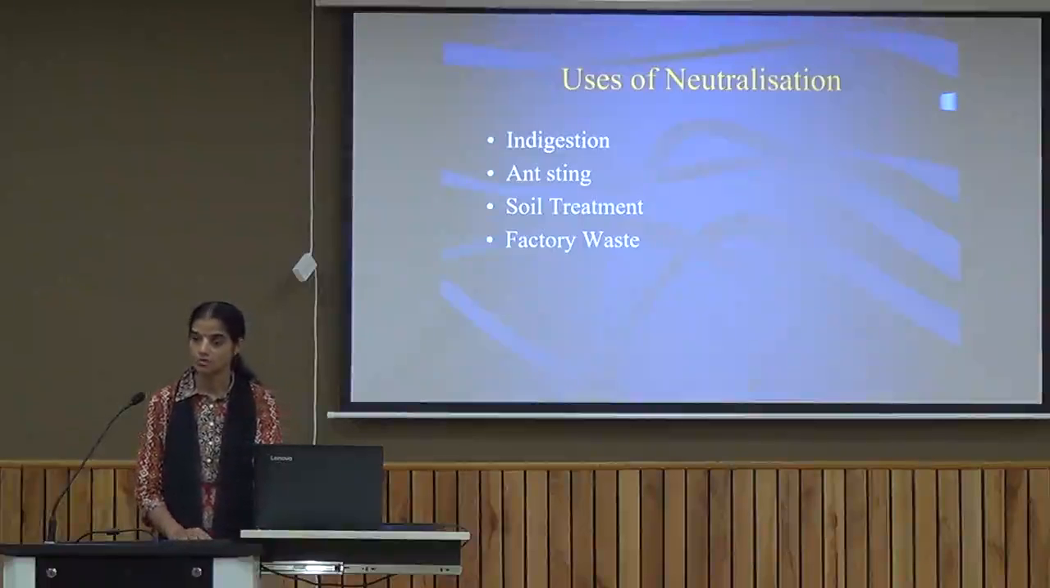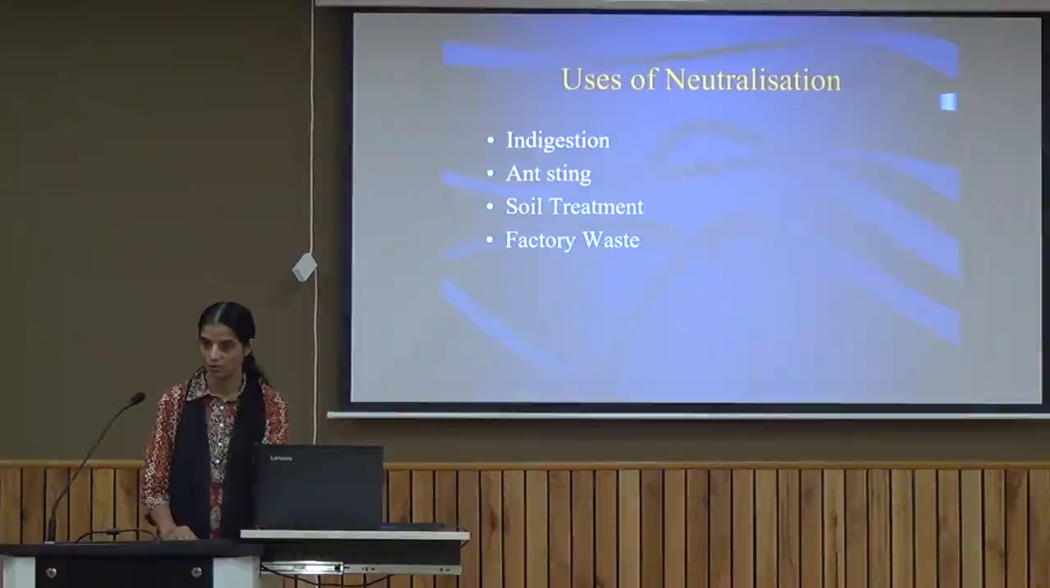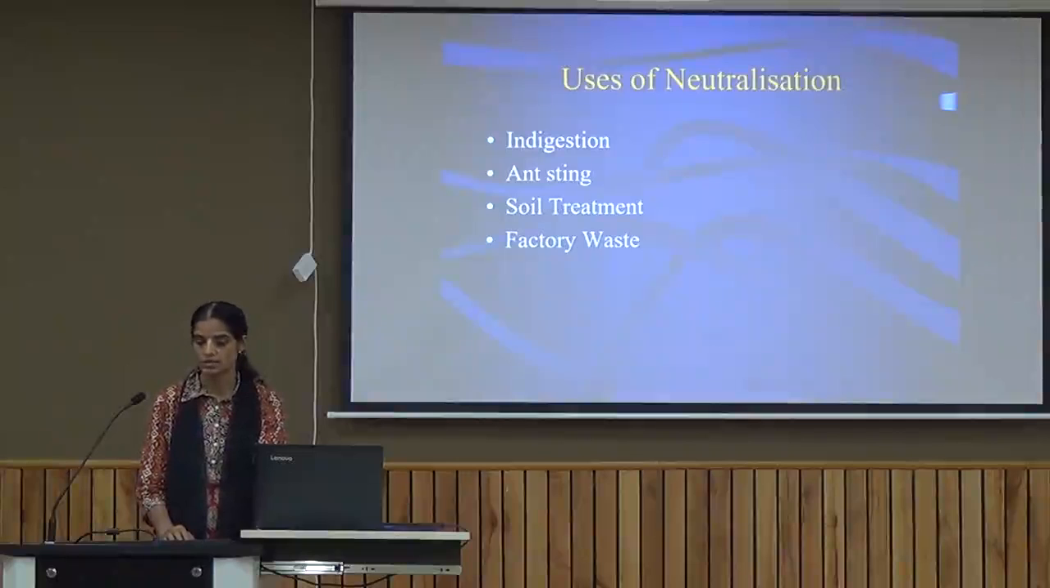Then soil treatment. Generally there are crops which grow well in basic or neutral soils, and you may find a place where the soil is acidic in nature. In order to convert this acidic soil into basic soil, we need to add bases like lime, slaked lime, etc. Lime is calcium oxide, slaked lime is calcium hydroxide. These bases will neutralize the acidic effect of soil and will change it to basic nature so that it is fit for growing those crops which grow well in basic soils.